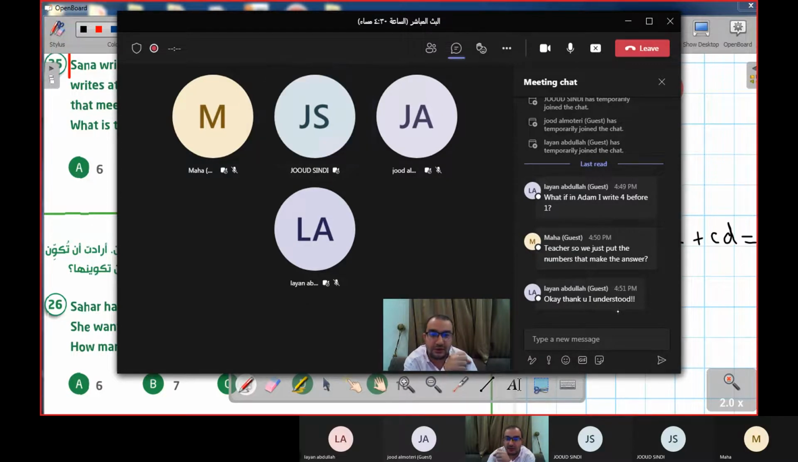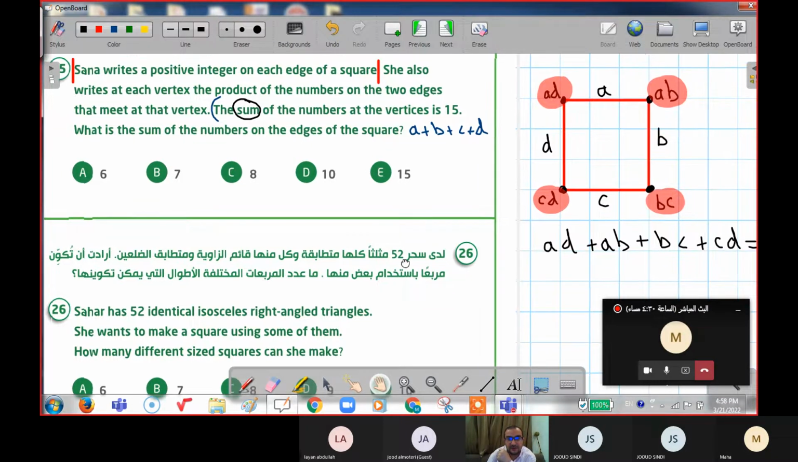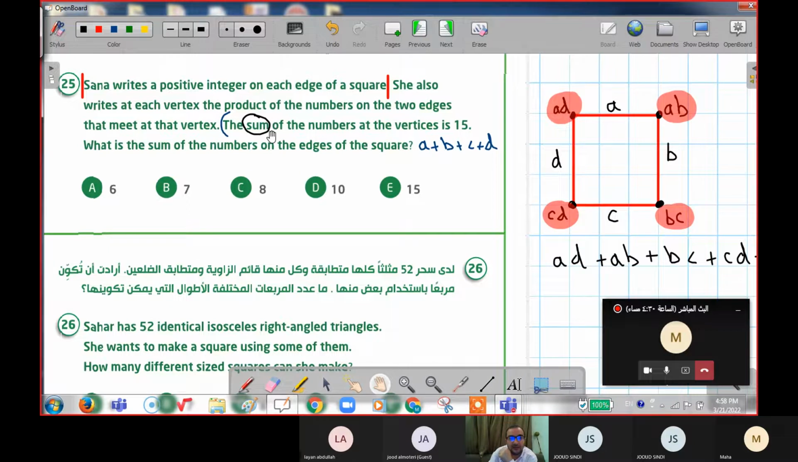Teacher, I have a question. Okay, Maha? I didn't understand when you put the two letters together. Just one minute. Can you read this part from "she also"? She also writes at each vertex the product of the numbers on the two edges. So the product of what? Of the numbers on the two edges.